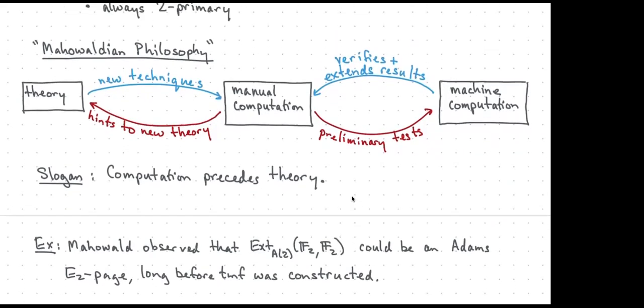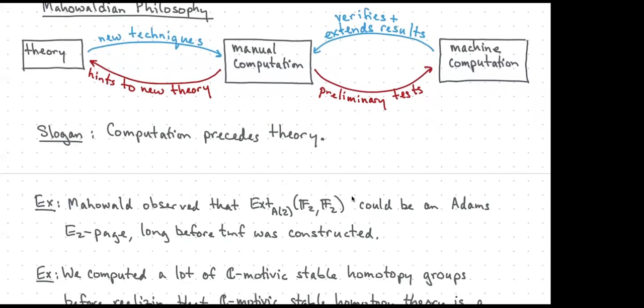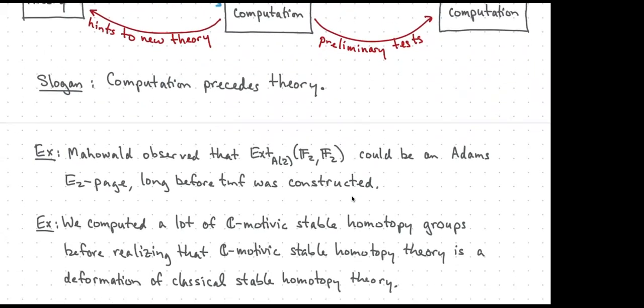I love this story, and I keep this in mind all the time, and I'm trying to relive this, right? I'm trying to see what is the next thing out on the horizon by studying the computations and looking for the patterns, okay? And another more recent and more personal example is that we spent a lot of time computing C-motivic stable homotopy groups just by brute force, just by doing it, before we finally had this conceptual breakthrough that C-motivic stable homotopy theory is a deformation of classical stable homotopy theory. And this deformation is a very modern, very up-to-date perspective on all of these things. But again, these realizations came out of extensive computations. The computations preceded the theory.